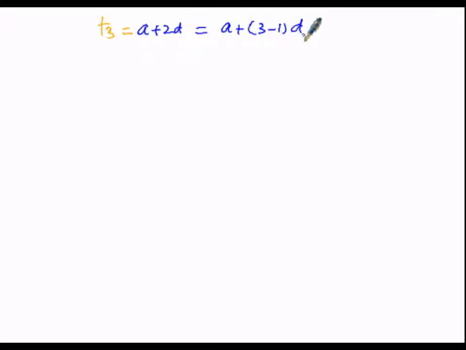Similarly, in order to get the fourth term, that is A plus 3D, the coefficient of D is 3. It can also be written as A plus, so here the serial number of the term is 4, since this is the fourth term, so we have to subtract 1 from 4, that is 4 minus 1 gives us the coefficient of D. So 4 minus 1 into D gives us A plus 3D.